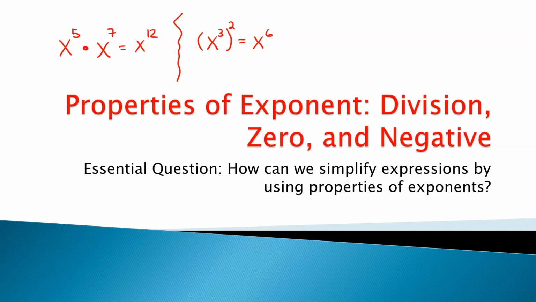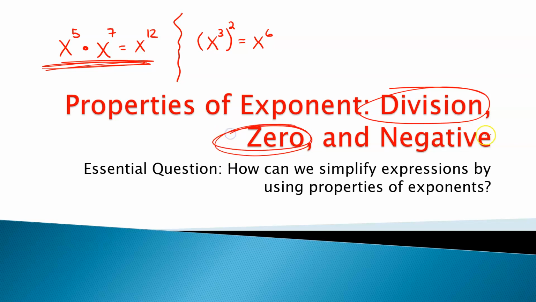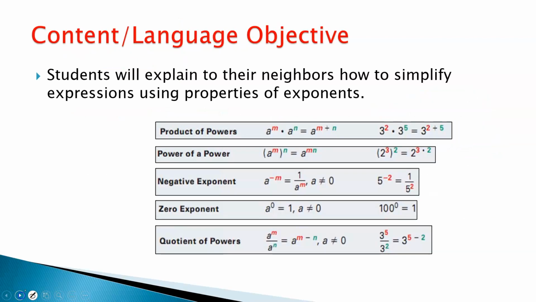Today, we are going to talk about what happens if we are dividing. So, take a look at the first one that we did here. When we're multiplying, we add our exponents. What might happen when we're dividing? Or what happens when you have a 0 exponent or even a negative? We actually don't like to have negative exponents in math, so I'll show you guys how to fix those. All right, let's move on here.